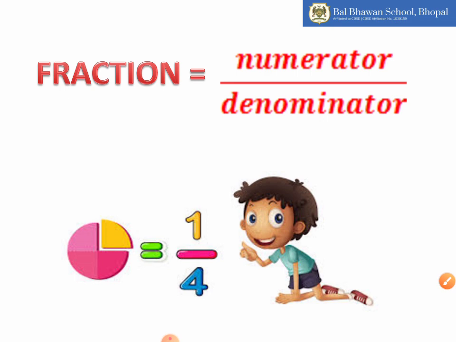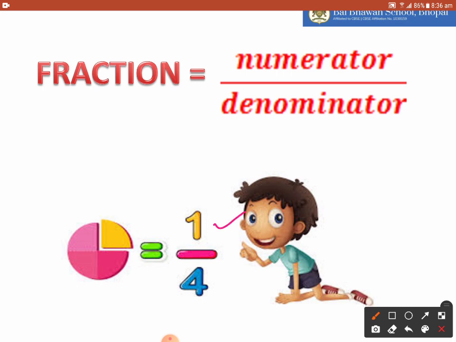So a fraction is written as numerator upon denominator. The number above the line is called the numerator and the number below the line is called the denominator. So here is an example of a fraction representing one part out of 4 equal parts, which is also known as a quarter.